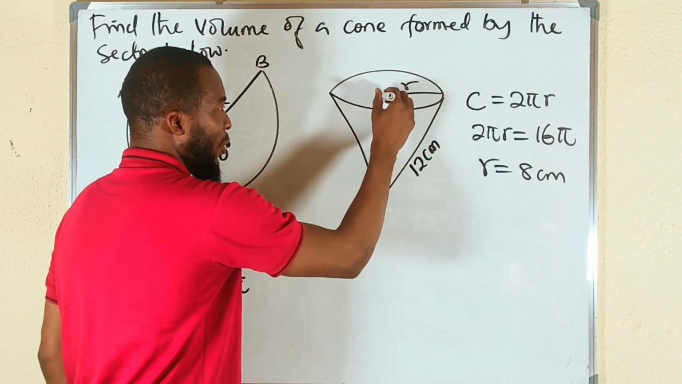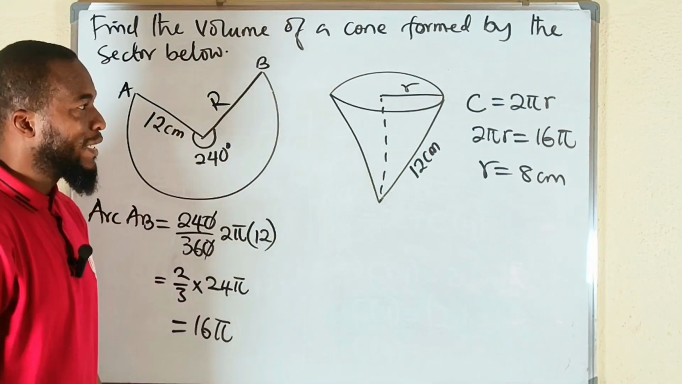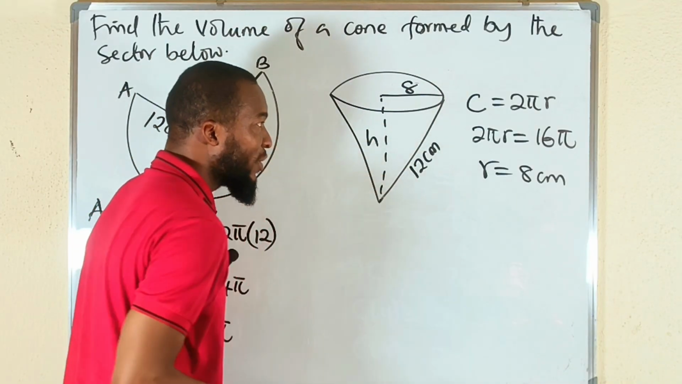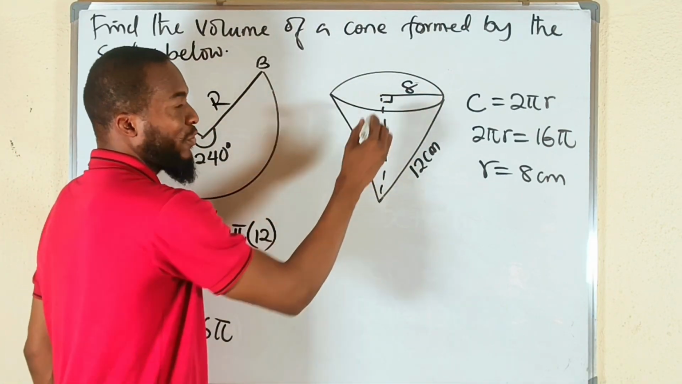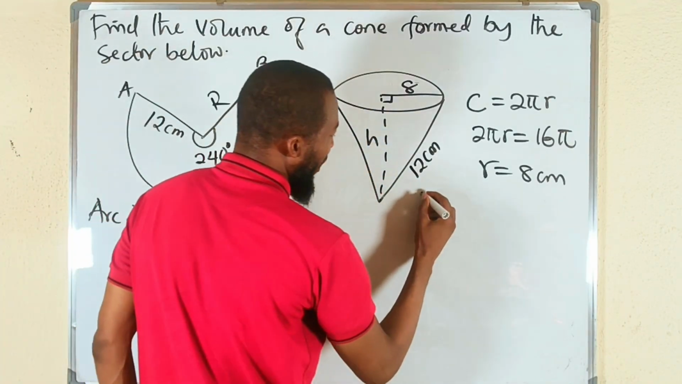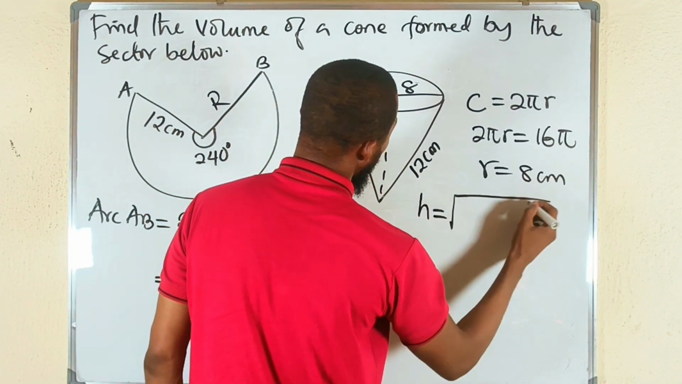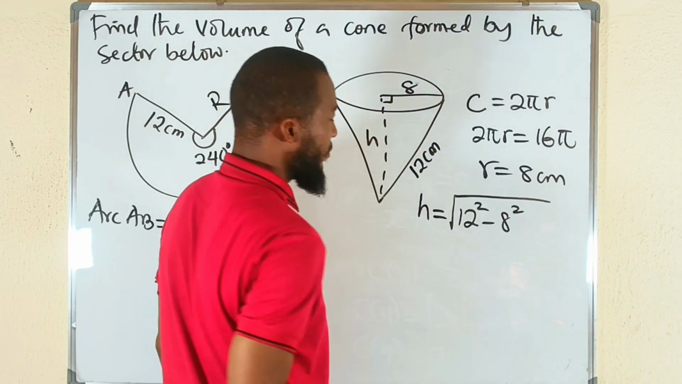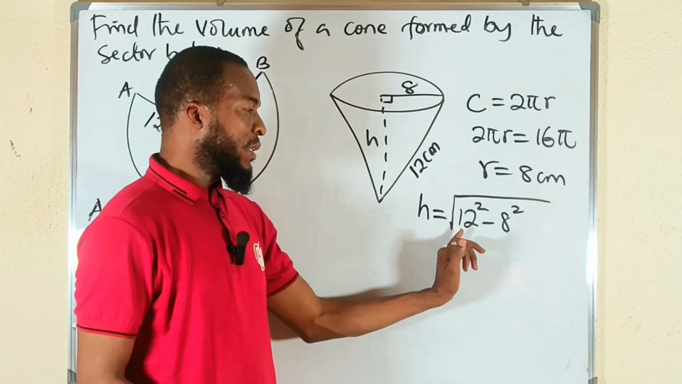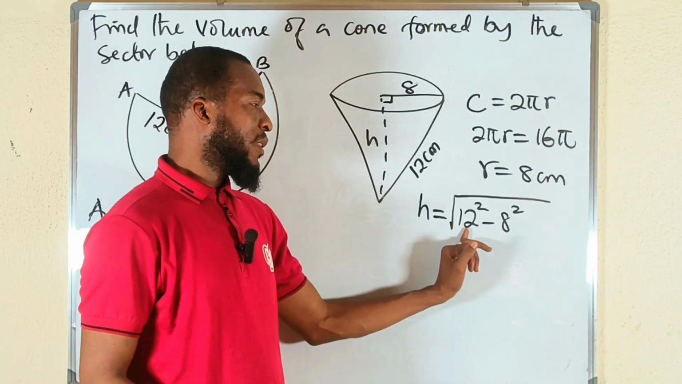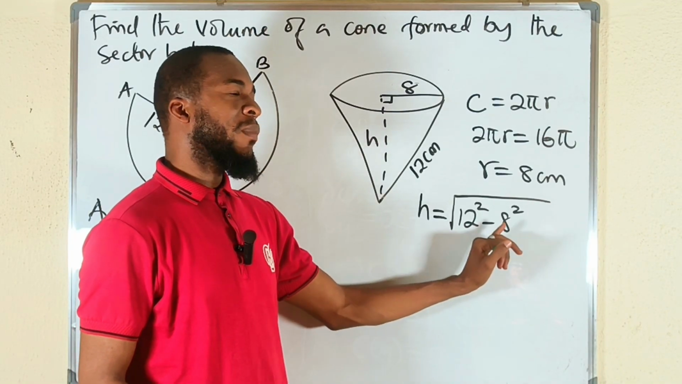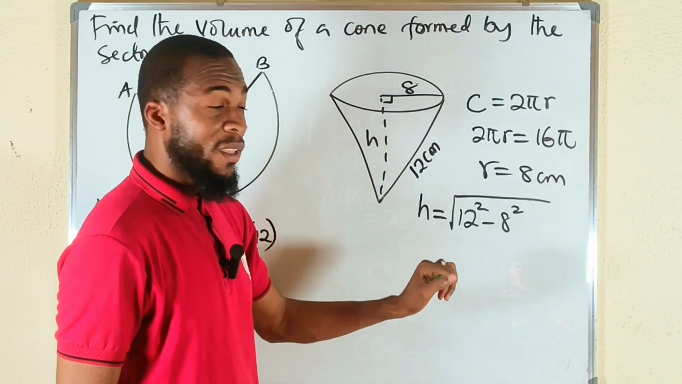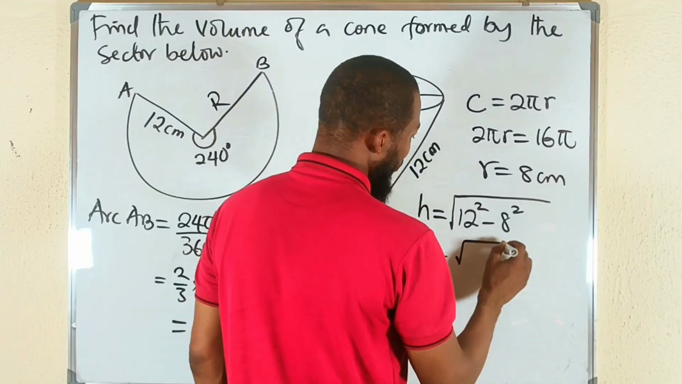Therefore, this is 8. But we also need the height. Let me delete this. This is now 8. This is now the h. If you look at this, it is a right angle triangle, which implies that the height is equal to the square root of 12 squared minus 8 squared. 12 plus 8 is 20. 12 minus 8 is 4. 20 times 4 is 80. So this is equal to the square root of 80.